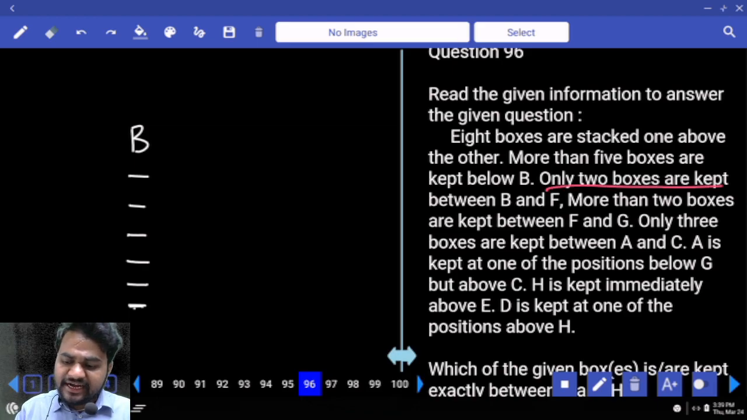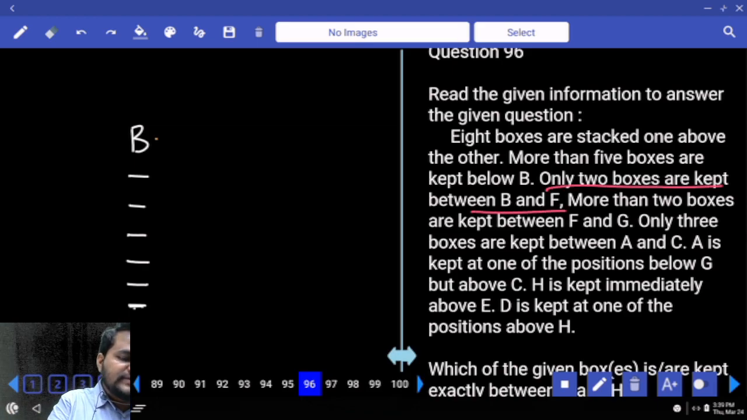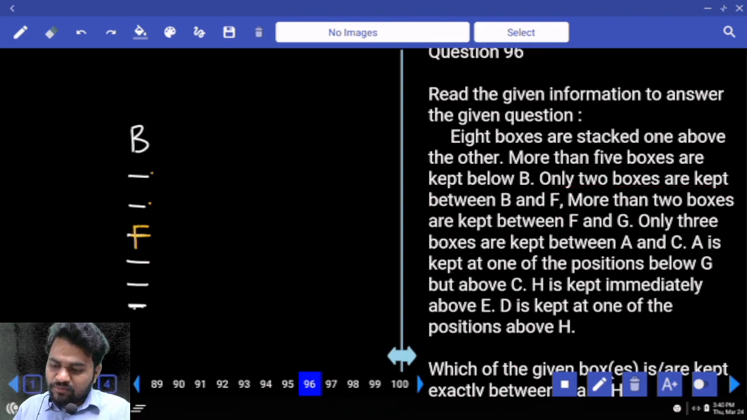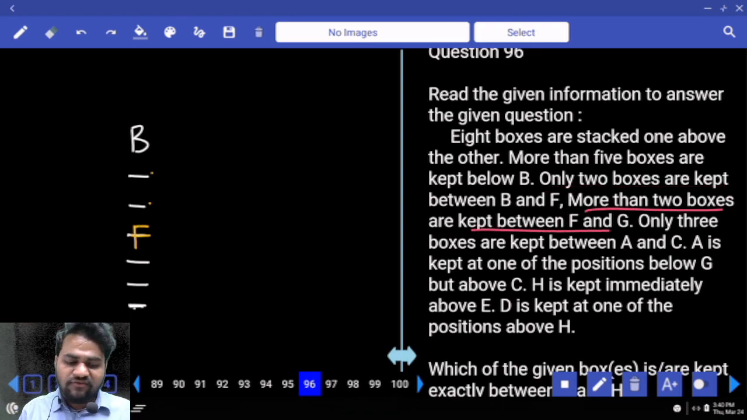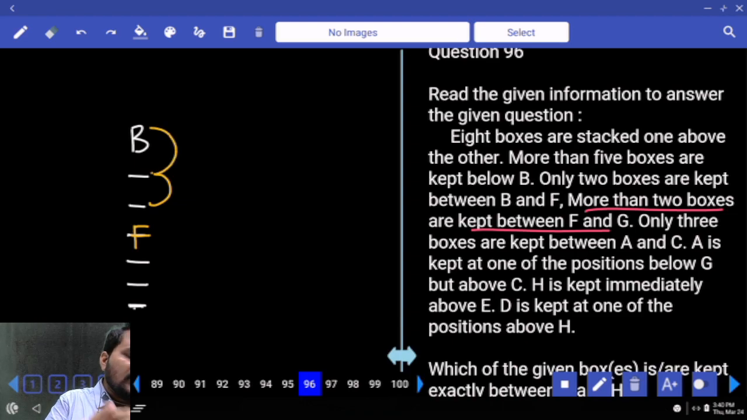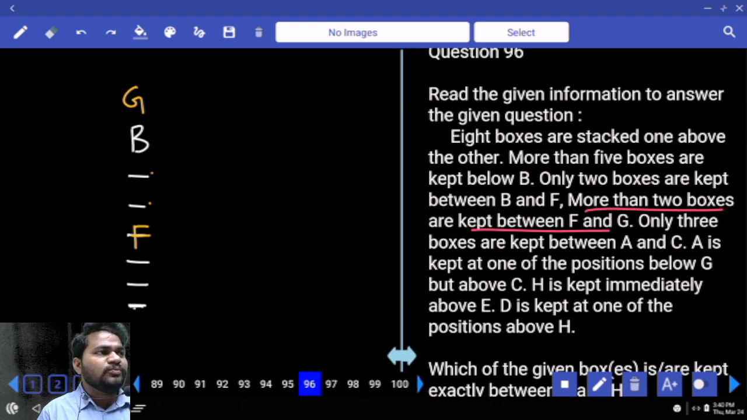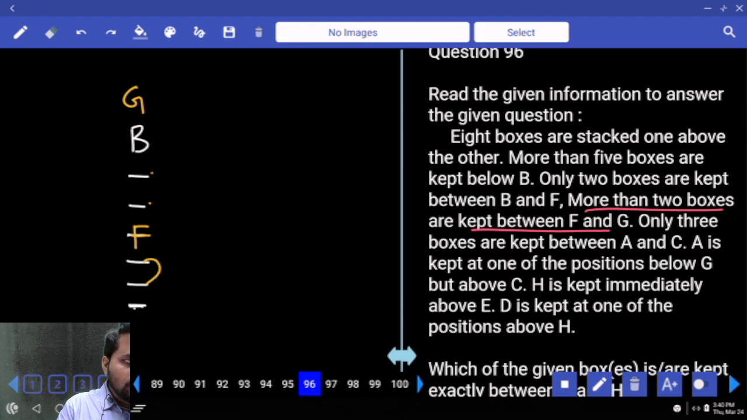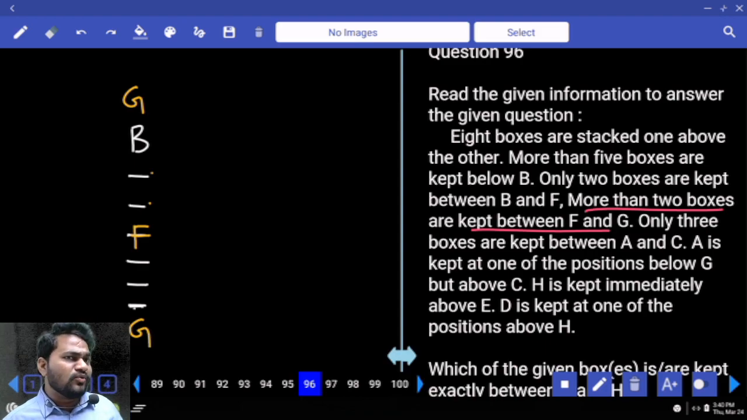Only 2 boxes are kept between B and F. If B is here, can you place F above B? No. Then 1, 2, it is the place of F. Next, more than 2 boxes between F and G. If F is here, more than 2 boxes are required. 1, 2, more than 2, nothing but third place, and then maybe G is here as 8th place, or 1, 2, more than 2, G may be here. Valid or not valid? Valid.